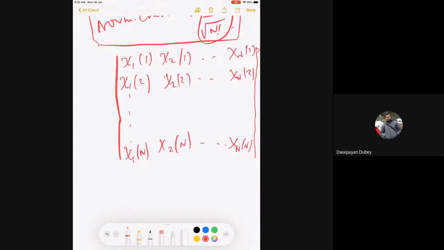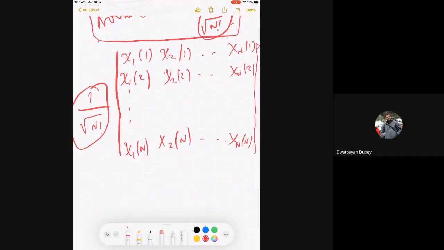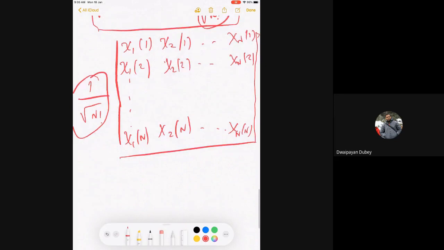Every time I write this, there has to be a 1 by square root n factorial for normalization, if you want to normalize. But as all of you know, that's not a very important thing. It's just a normalization constant for this determinant. But you have to normalize. So it's 1 by square root n factorial, which is something that you will remember. I hope that every time it is there.